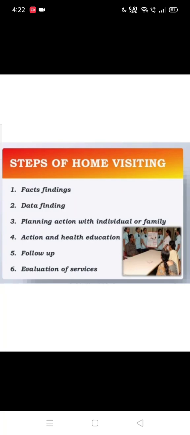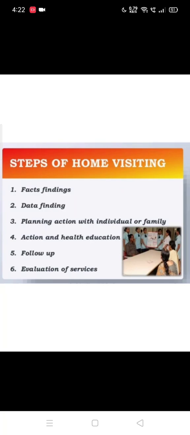Here you are going to build a good interpersonal relationship. In fact, you have to find the facts: what is the location, what is the disease condition of the patient, what is the age, what is the sex, what are the economic conditions, what are the personal conditions, all those things. Fact finding is the first step of the home visiting.